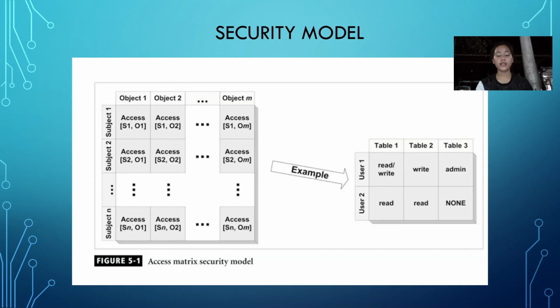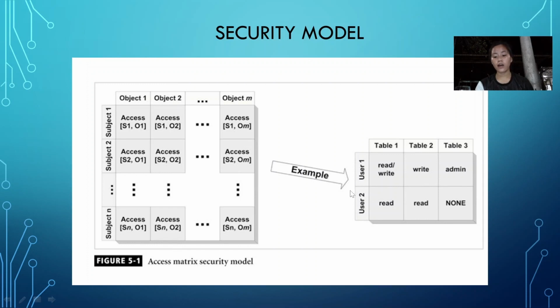So this is an example of a security model. As we can see here, user 1 and user 2. We also have table 1, table 2, and table 3. User 1 can read and write in table 1, whereas in table 2, user 1 can write only.